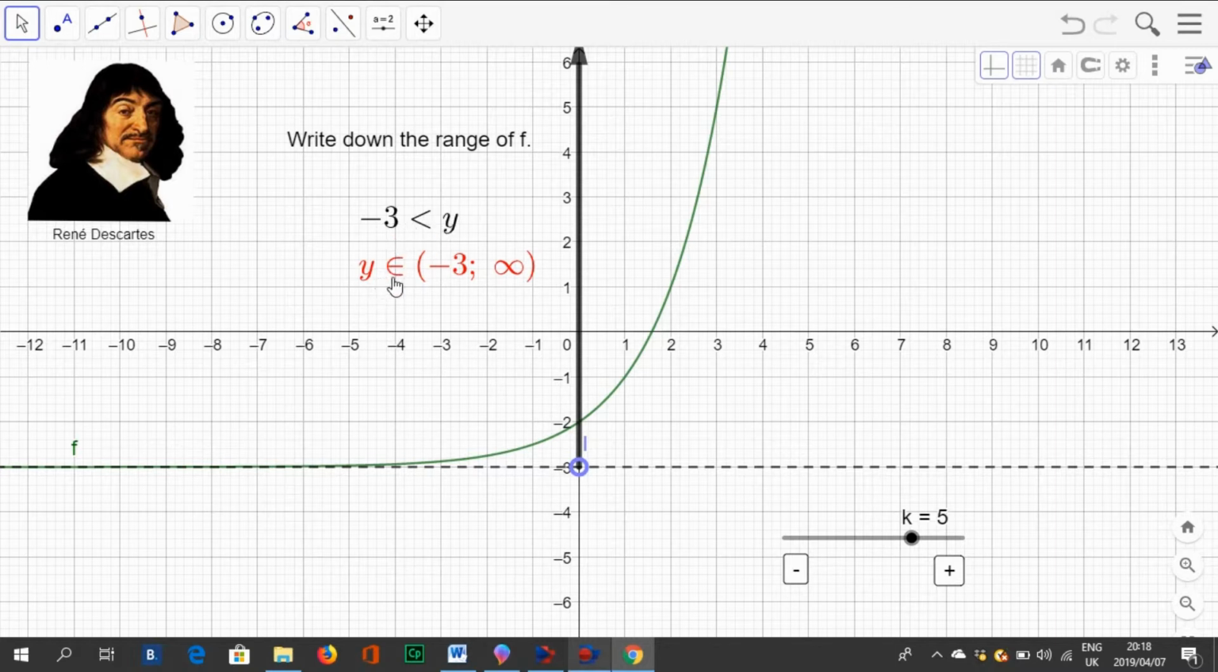Or we can write it as y is an element of, open bracket, from minus 3 up to infinity, and see that it's an open bracket because it's not included, and also here it's an open bracket because it's not included. Now you must remember these two ways of writing, or this notation, you do not have to write both. You can write one, whichever that you find easy to you or which you are comfortable with. You can write one of the two.